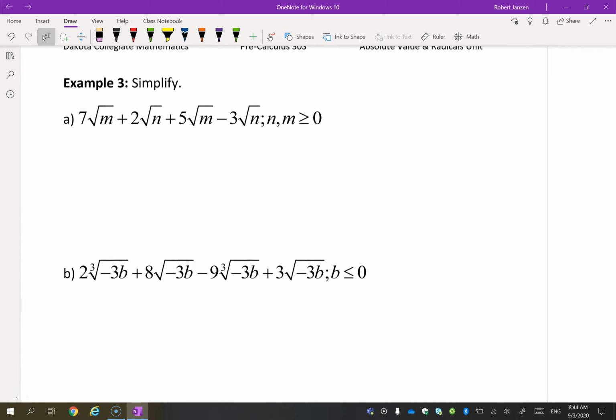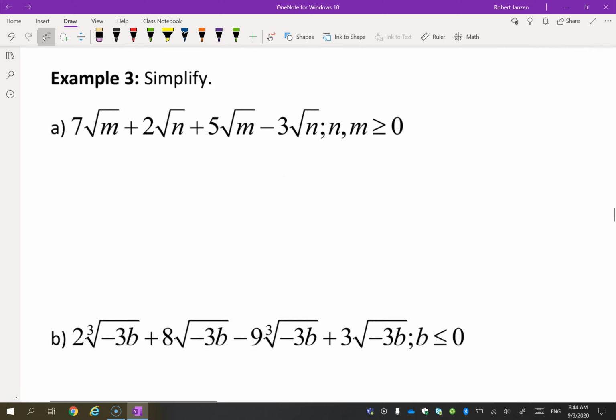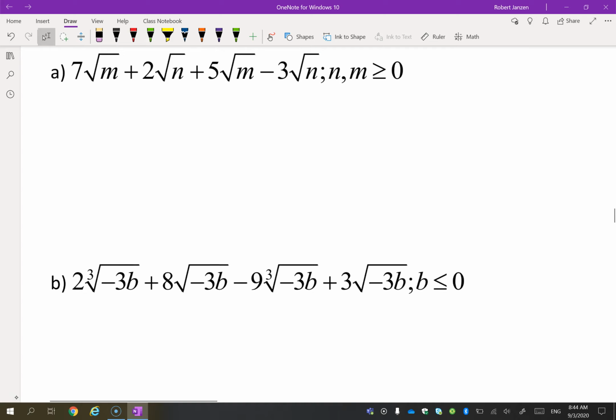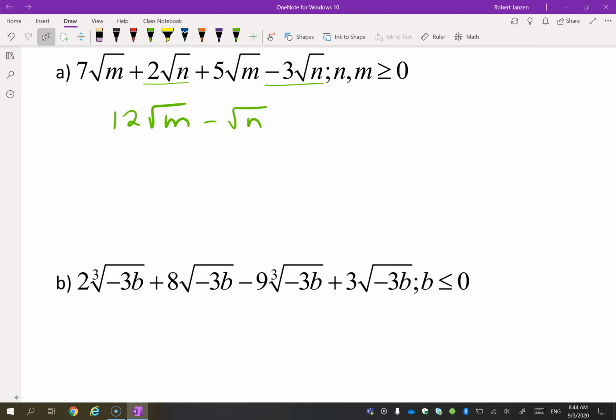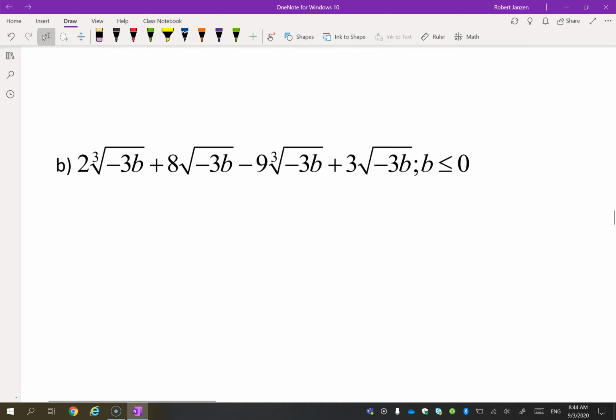Our last example, these are the same questions as the previous example, except that it already defines the variables for you. Okay, so we don't have to do that. It's just like one step out of the question. So we just have to collect like terms here. Is there anything that's like? Well, I see a root m and a root m, so 7 plus 5, this is 12 root m. And then I see a 2 root n minus 3 root n. This is going to be negative root n. All you need to do.